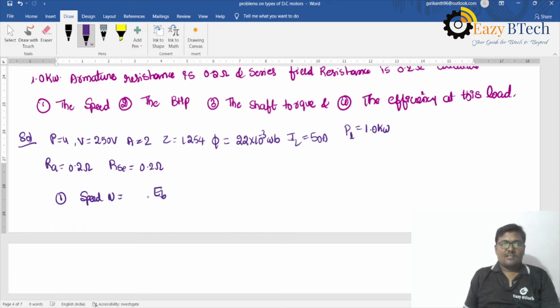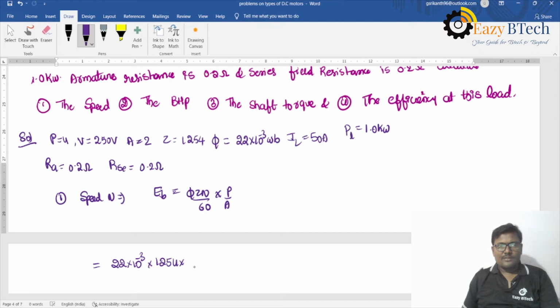So EB is equal to φ Z N by 60 into P by A. φ is 22 into 10 to the power minus 3. Number of conductors are 1254 and speed I don't know, by 60 into poles. The poles are 4 by 2. So then EB can also be calculated like this: V minus IA into (RA plus RSC).